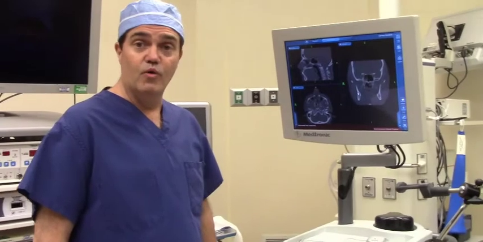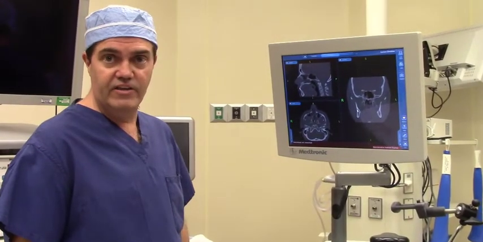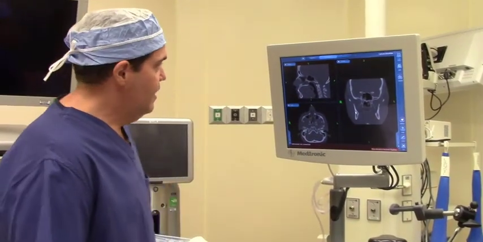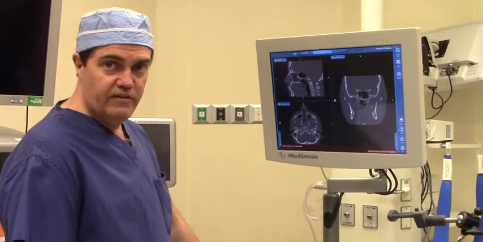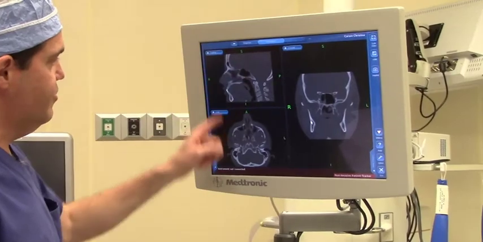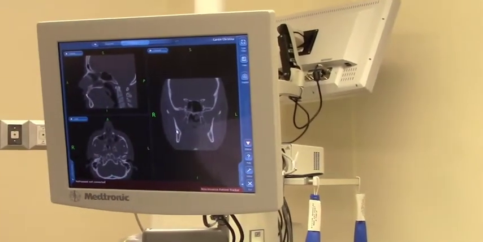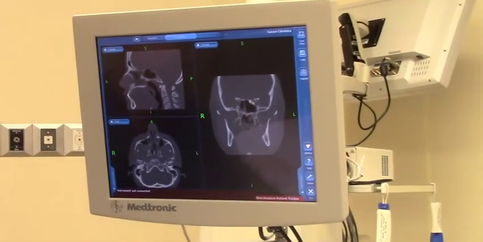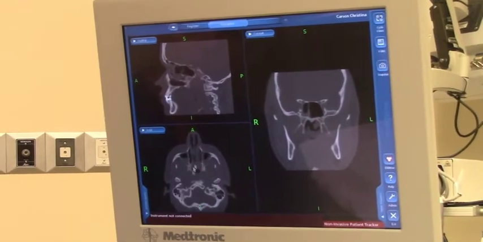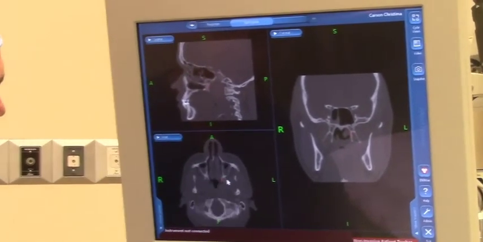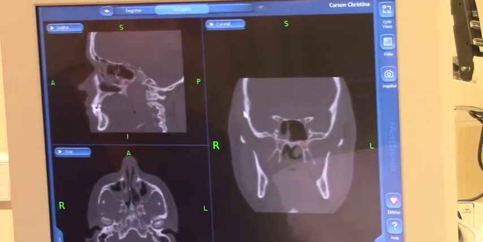So here we are in the OR suite, the operating room, and I'm going to demonstrate a little bit about how our navigational sinus surgery works. As you can see here, we have the images that have been scanned into our Medtronic fusion system. And it gives us a 3D approach, both axial, coronal, as well as sagittal systems. So, as you can see, if I move the mouse around, I can look at different things, and I can even scroll through the images to see where the sinus disease is. Okay? This red dot kind of tells me where we're at.